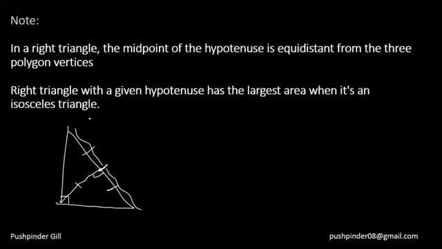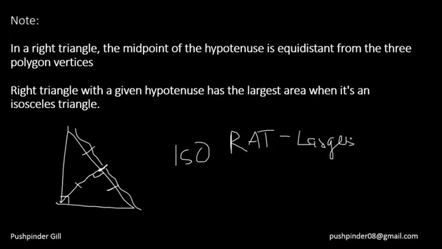The next property is that a right angle triangle with a given hypotenuse has the largest area when it's an isosceles right angle triangle. So an isosceles right angle triangle will have the largest area given the hypotenuse and given that it is a right angle triangle. Usually an equilateral triangle has the largest area, but if it says it's a right angle triangle, then an isosceles right angle triangle will have the largest area. This will help you solve most of the very tricky questions. There's no understanding here. It's a property. You've got to learn that it's a property.